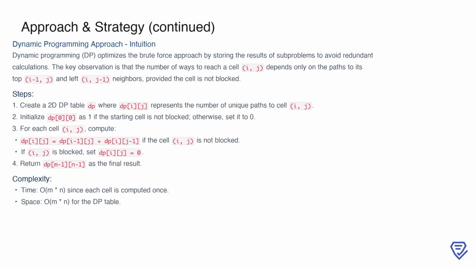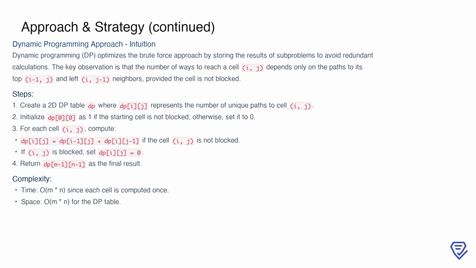The key idea here is to break the problem into smaller subproblems and store the results of these subproblems to avoid redundant calculations. In a grid, the number of unique paths to any cell depends only on the number of paths to its top and left neighbors, assuming the cell itself is not blocked.